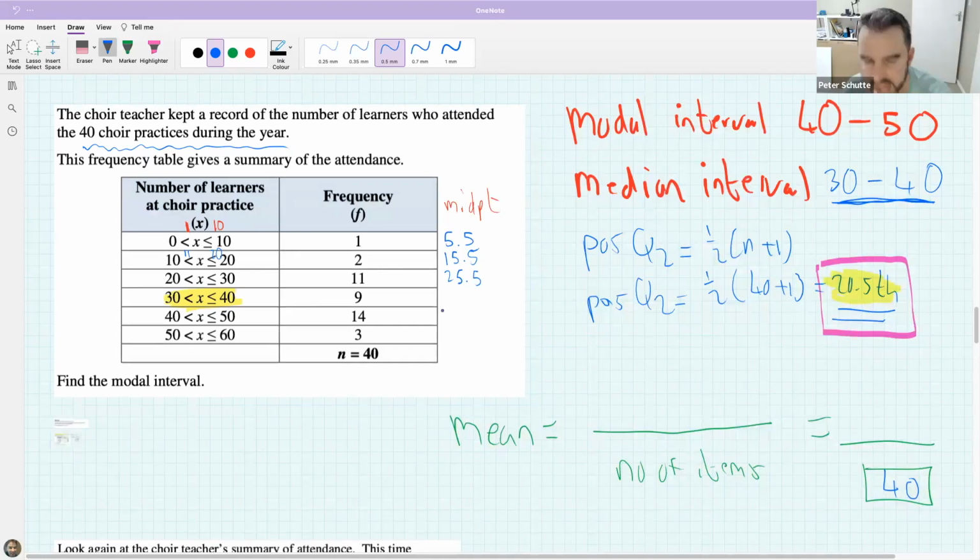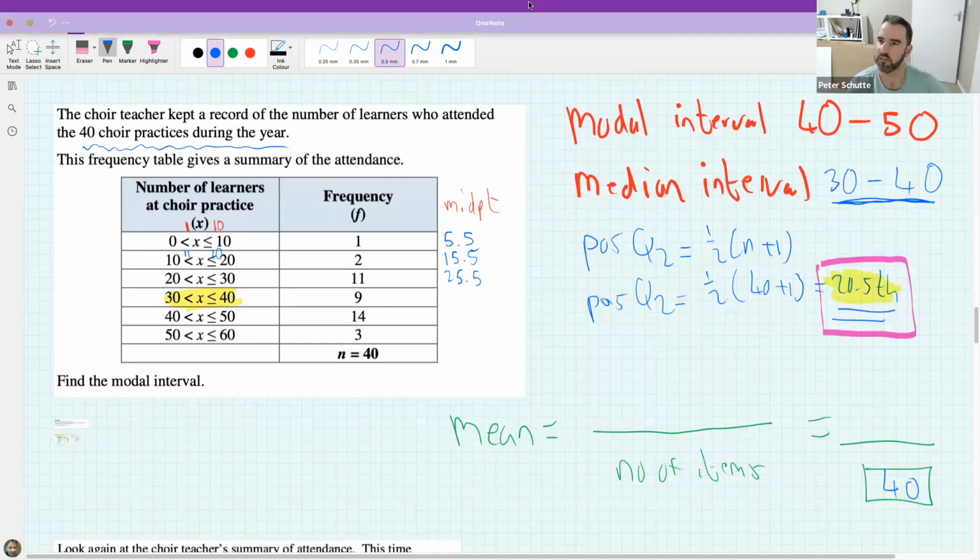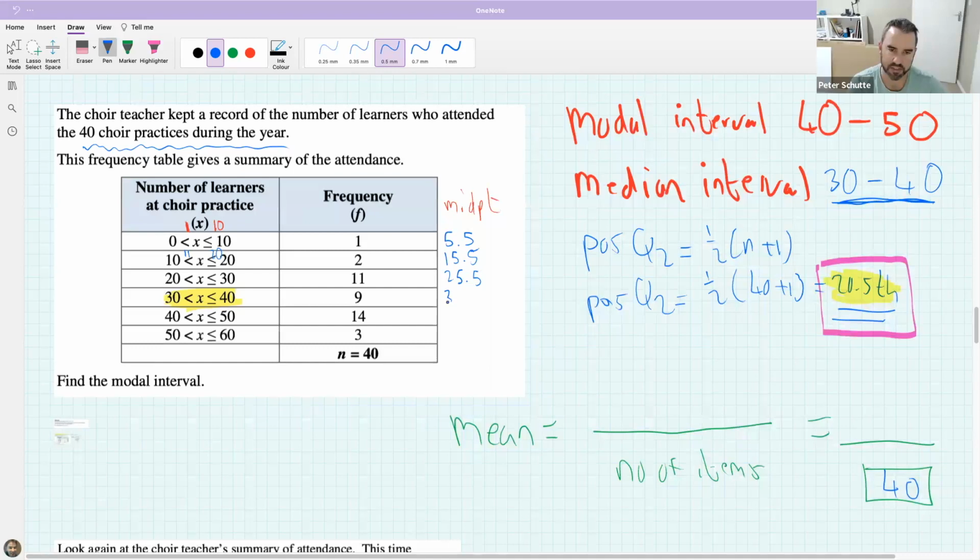Okay, I see those answers coming in. Now I'm seeing a bit of a pattern. What do we think the next one is after this? It's going to be 35.5, and this is going to be 45.5. And then we are going to get 55.5. And so when we have to work out our mean, we are going to use these midpoint values as estimates of the values.